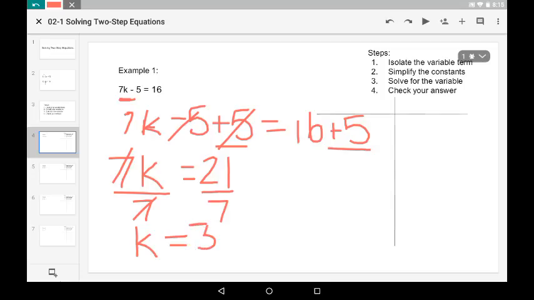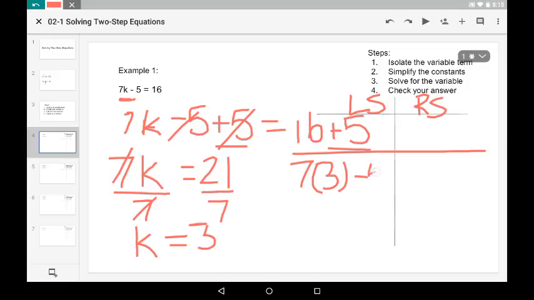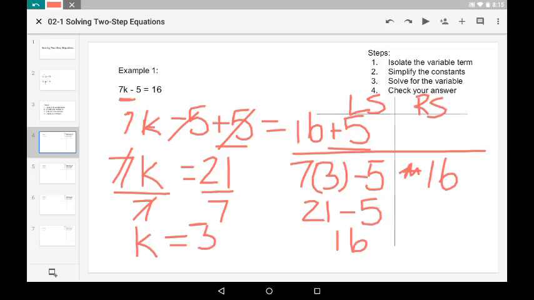Okay, as usual, check your work. I set up a left side, right side check over here. We'll start underneath this here. So 7 times k, which we found was 3, minus 5 is equal to 16. 7 times 3 is 21, minus 5, and that is 16. So left side is equal to right side, which means that we have the right answer.